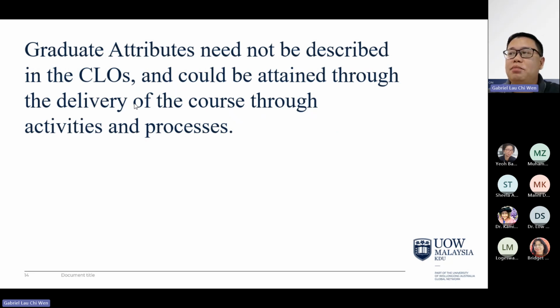So graduate attributes need not be described in the CLO. Our course learning outcomes don't talk about graduate attributes, but they need not, no need. They could be attained through the delivery of the course, through activities and processes. So it is a byproduct. We teach our students, we meet our CLO, and during that process, we also meet our graduate attributes. That is what we're trying to say. No need to reinvent the wheel, purposely go and come up with a new set of standards, saying this is to be done for us to achieve our graduate attributes. No, it happens during the process. But we need to be cautious about what we do, and which areas we adjust so that we can better reflect those graduate attributes.